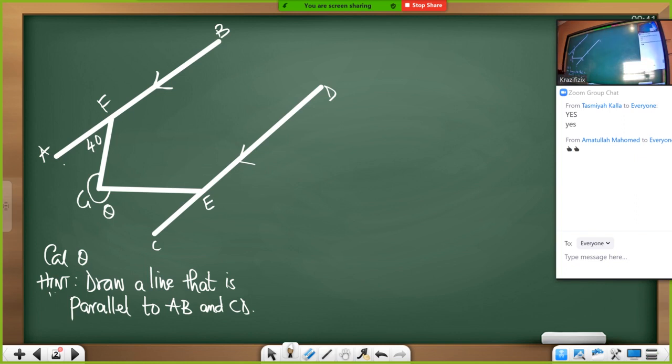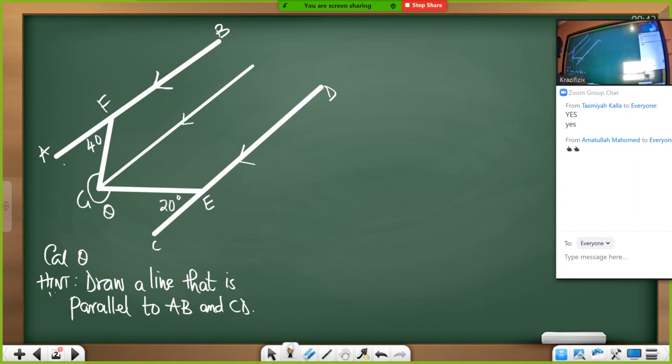Draw a line that is parallel to AB and CD. This angle is actually 20 degrees. Draw a line parallel. That's the hint, and let's see if it will help us. Let's draw a line that is parallel to AB and CD. If I then draw a line, then I would have this. And I think it would really then help.